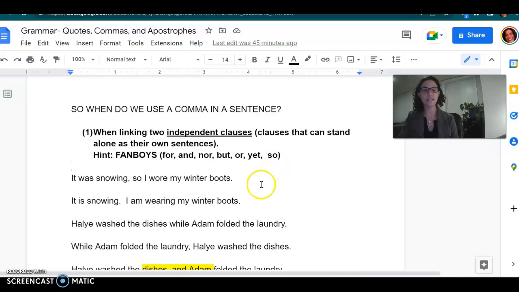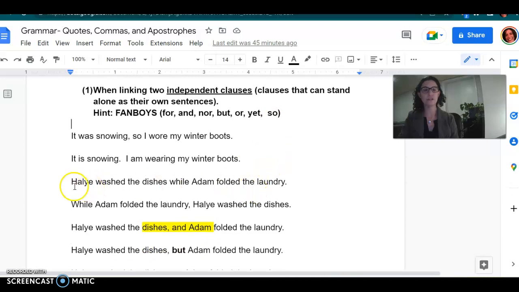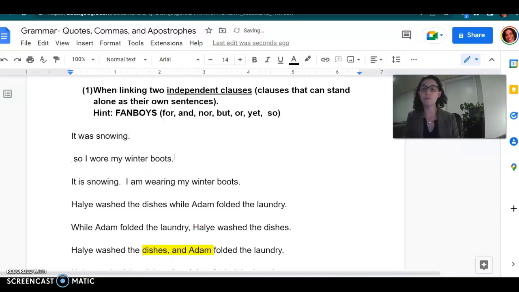So here's a really good example. Actually you can look at any one of these. It was snowing, comma, so I wore my winter boots. I'll edit this for a second. If you had a sentence that said it was snowing, that's an independent clause, right? And you could also have another sentence, I wore my winter boots. Those together are two independent clauses. They don't need any additional punctuation.